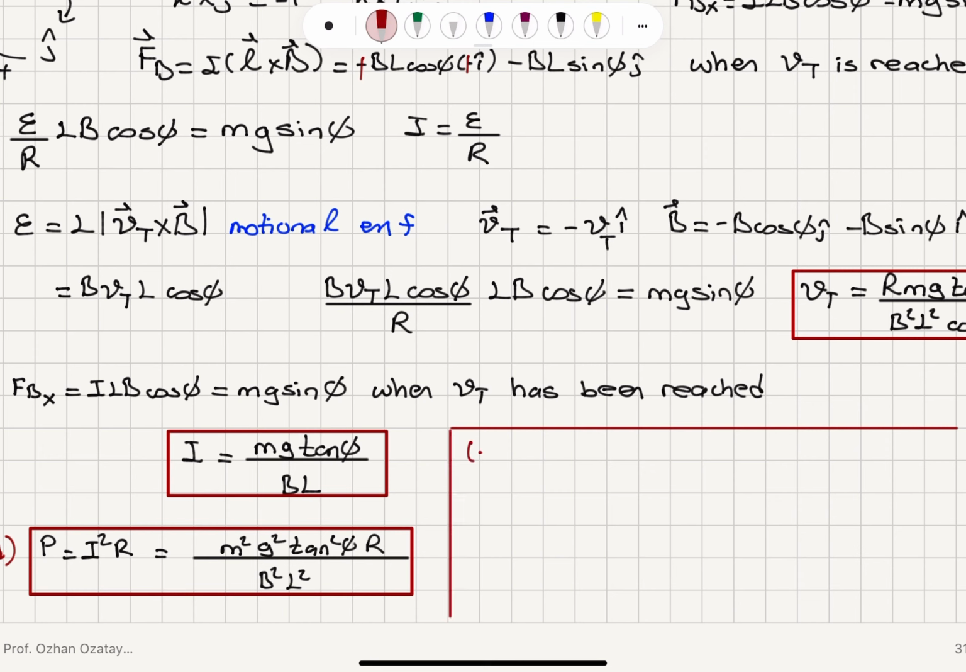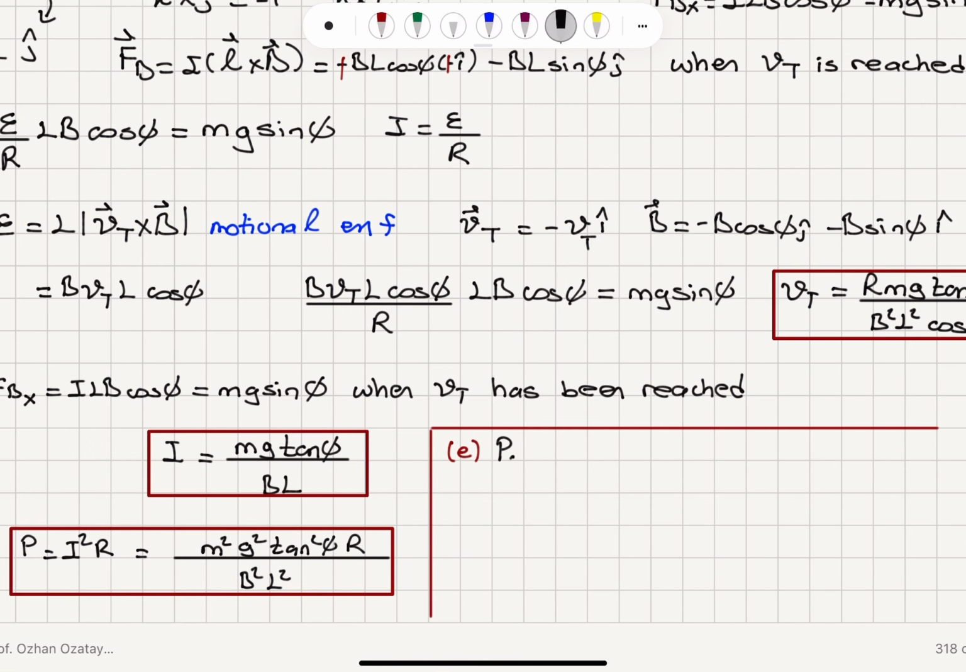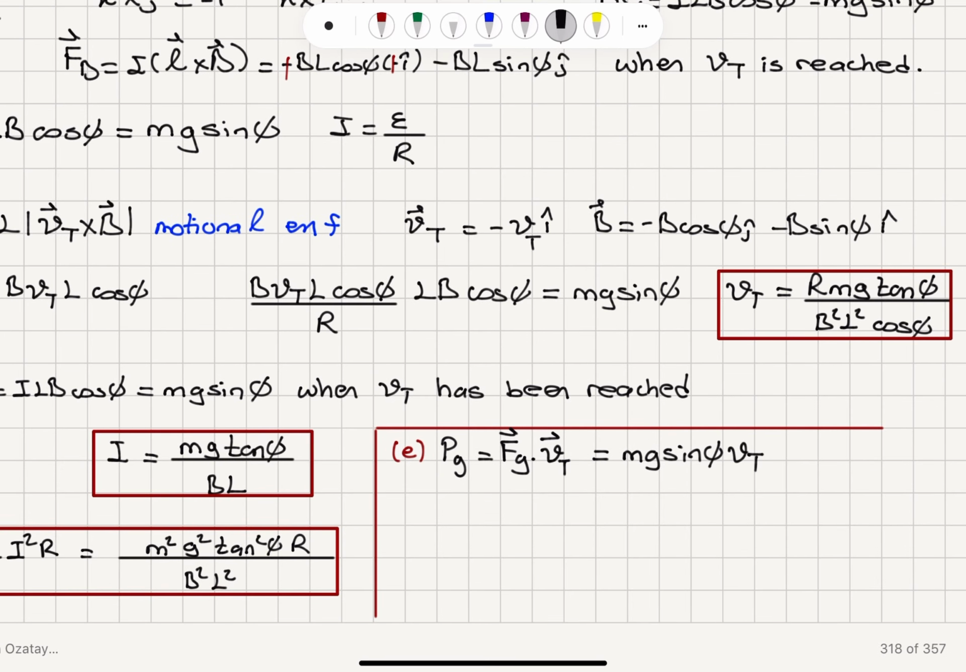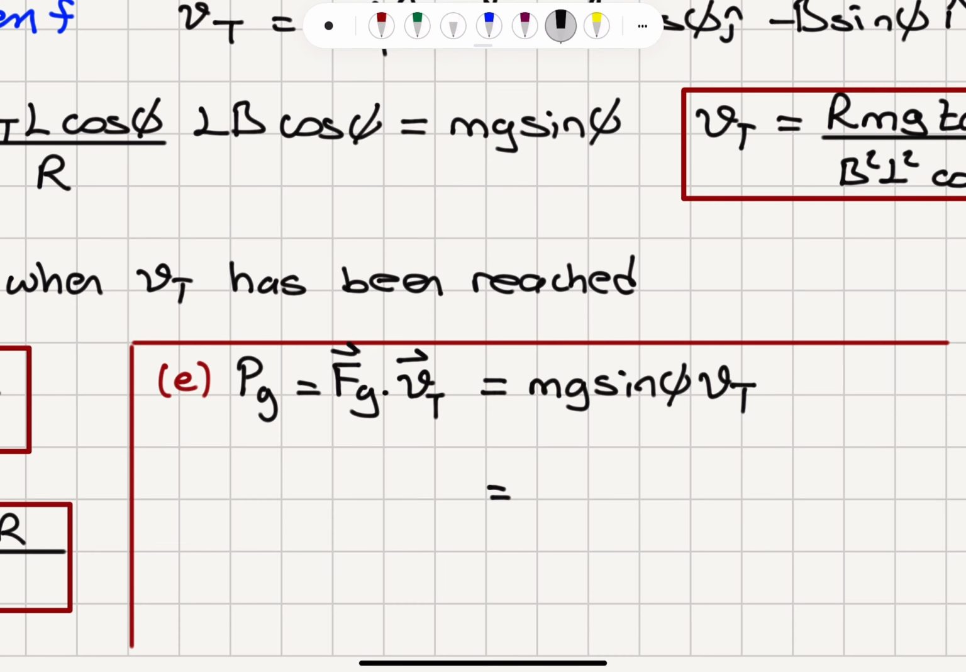So this is part E. Now the power due to the gravitational force is the gravitational force dot product with the terminal velocity, V terminal. So this is going to be mg sine phi V terminal, obviously. And I know what the terminal speed is, so this is going to be equal to mg sine phi.